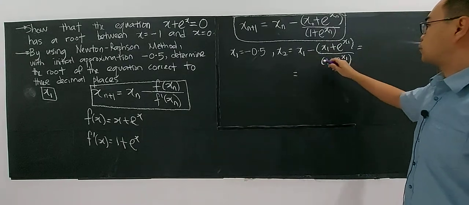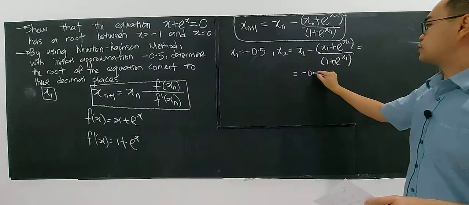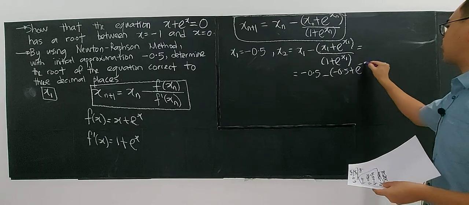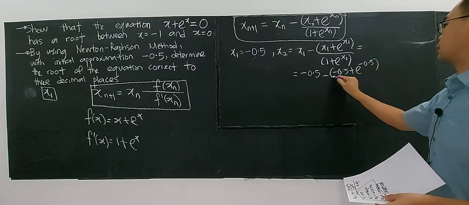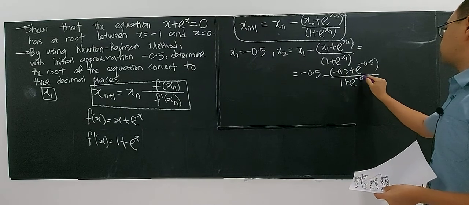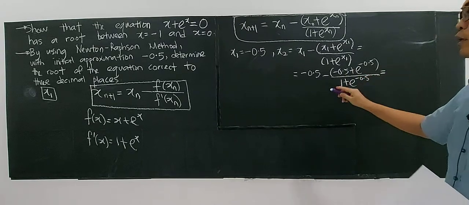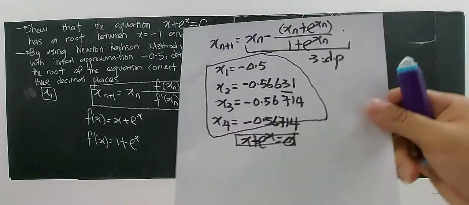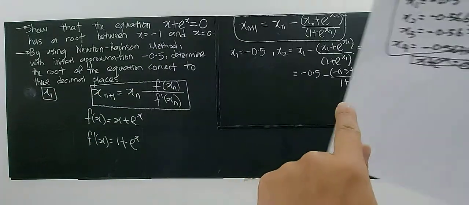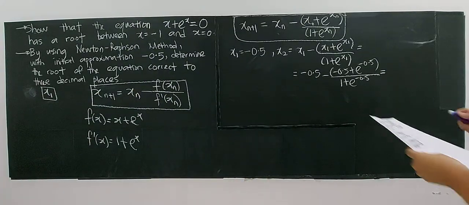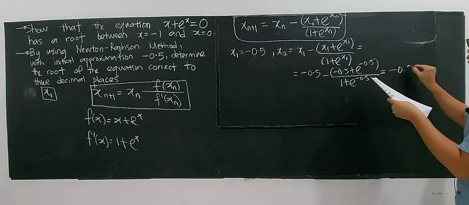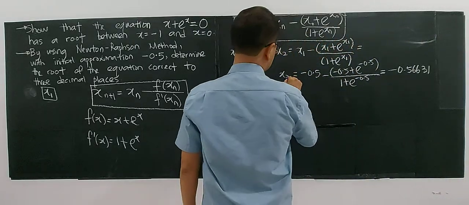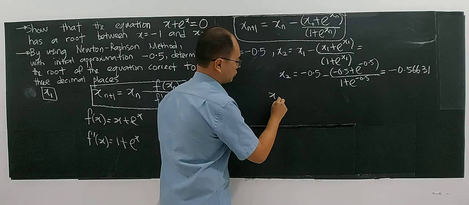So now I have x2. Supposedly, you need to substitute negative 0.5 minus negative 0.5 plus e to the power of negative 0.5, divided by 1 plus e to the power of negative 0.5. But we no longer need to key this into the calculator, because just now we have already done it. So we just take the value here and put it here. So we know that x2 will be negative 0.56631. Now this is your x2, and you want to find your x3.